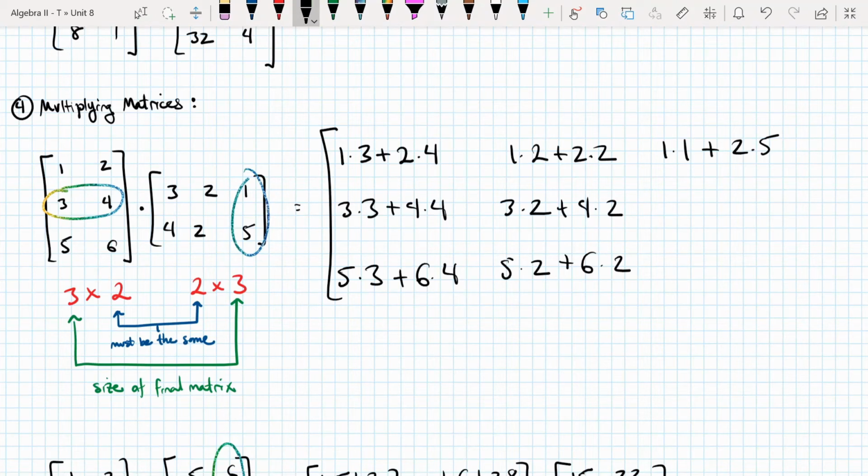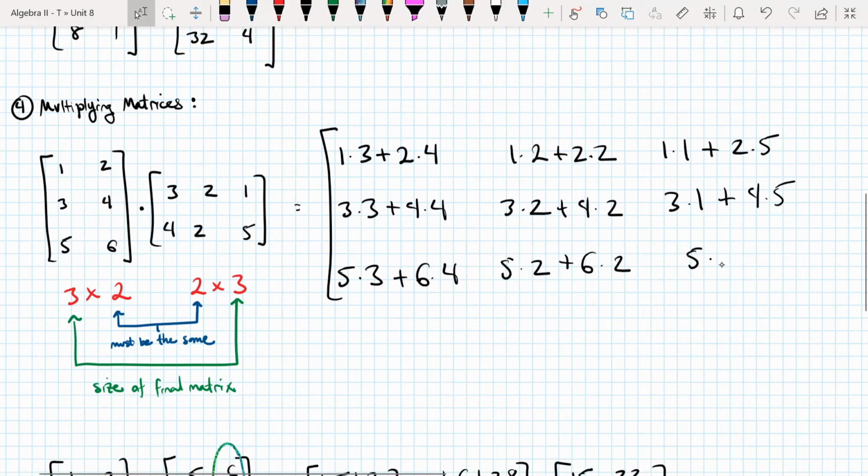Then 3 and 4 and 1 and 5, so 3 times 1 plus 4 times 5. Okay, and then lastly, 5 times 1 plus 6 times 5.